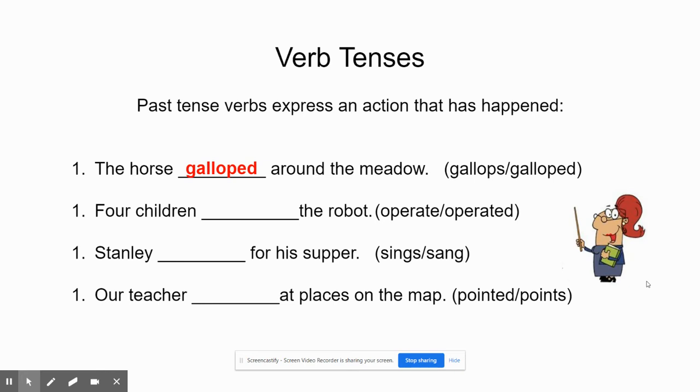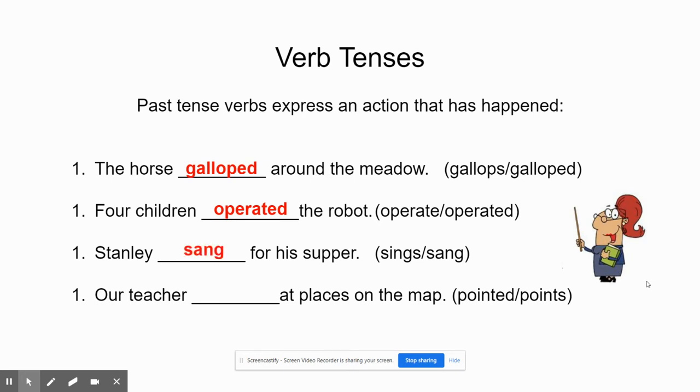Let's go to the second number one. Four children blank the robot. Remember, we want to pick the verb that shows it already happened, past tense. Did you pick operated? Good job. Number three, Stanley blank for his supper. If we want to pick the verb that shows it already happened, we would want the past tense verb sang.